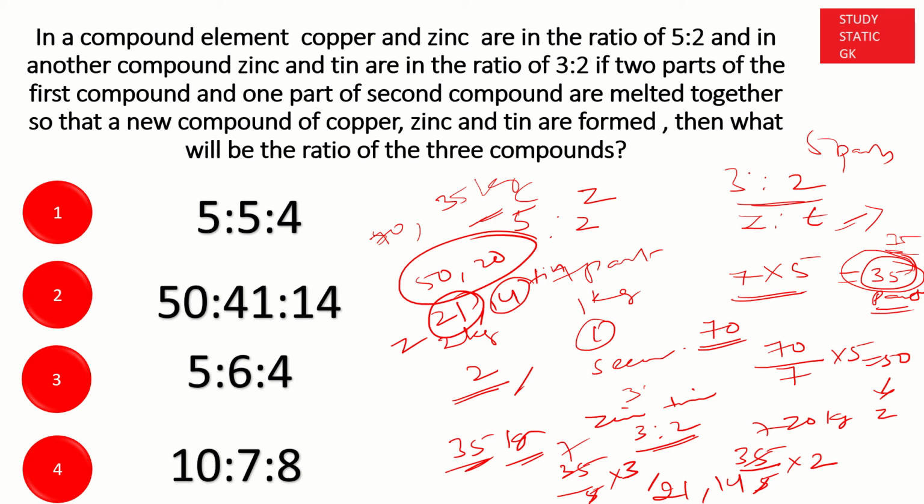14 is what? Tin, right? So what is he asking? What will be the ratio of the three compounds, right? So 50 is the copper, again zinc is 20 and 21 is there, so 41, and tin is 14. So the answer is 50, 41, 14. This is the answer.